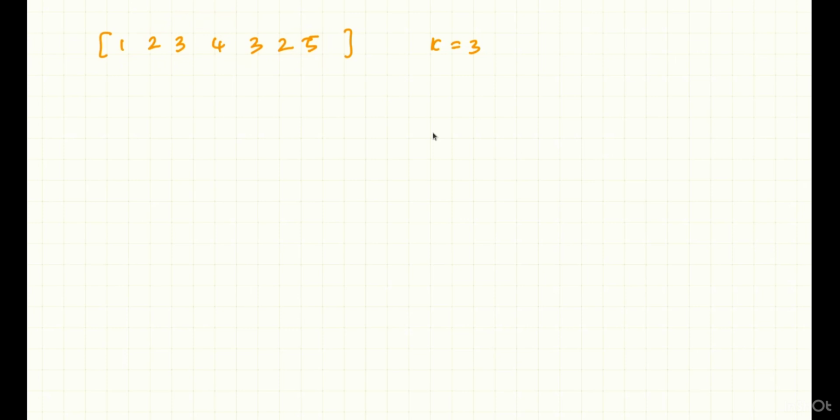Let's take an example. This is one subarray where all the elements are consecutive. After 1 we get 2, after 2 we get 3. So this is one subarray which satisfies the given criteria. All the elements are consecutive and we have a window of size 3. So the first element in the result would be 3. The next subarray is 2 3 4. Again, all the elements in the subarray are consecutive to each other, and the maximum is the last element, which is 4.